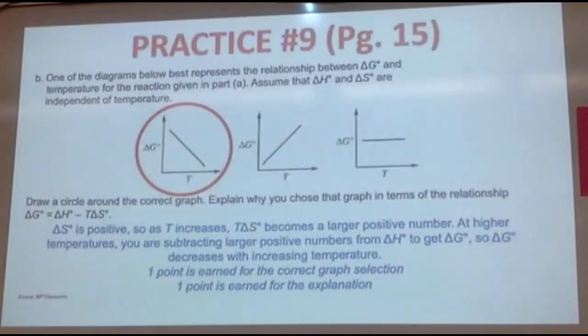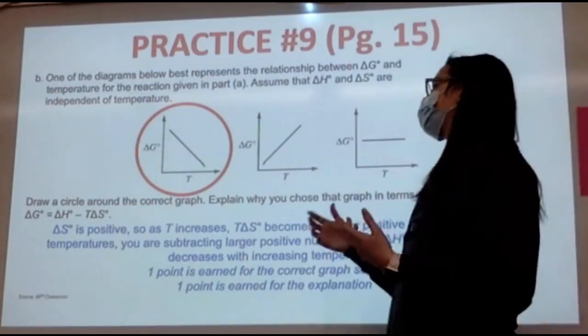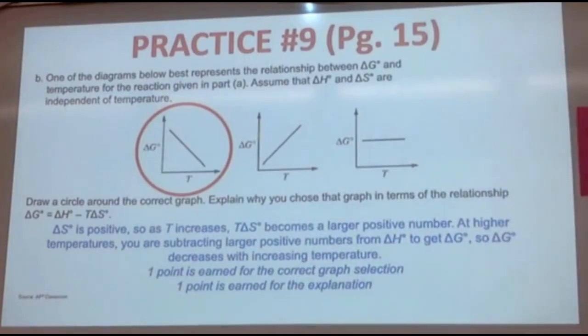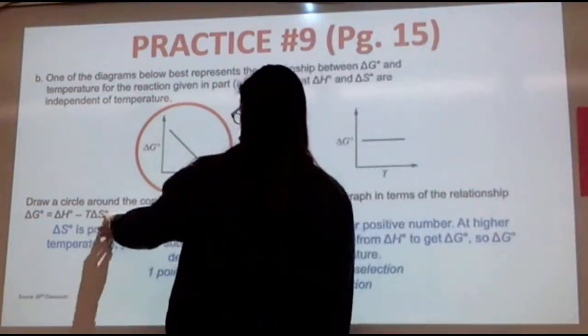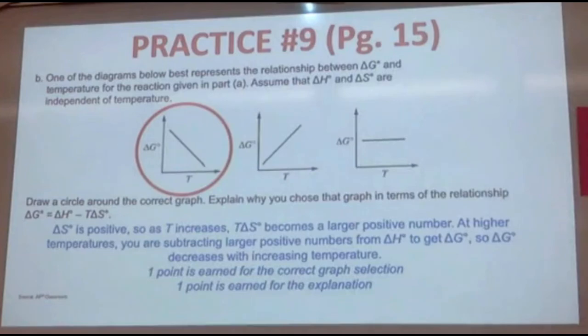Part B: one of the diagrams below best represents the relationship between delta G and temperature. Assume that delta H and delta S are independent, so that means the signs of the two remain the same. Draw a circle around the correct graph and explain why you chose that graph. Delta S was a positive number. So as temperature increases, T delta S becomes larger, and you are subtracting a larger number from delta H. Eventually, delta G will get smaller and smaller and become negative. Delta G gets smaller with increasing temperature.